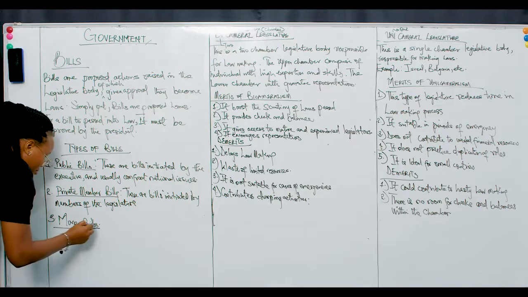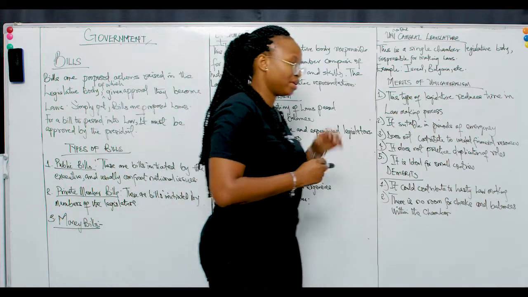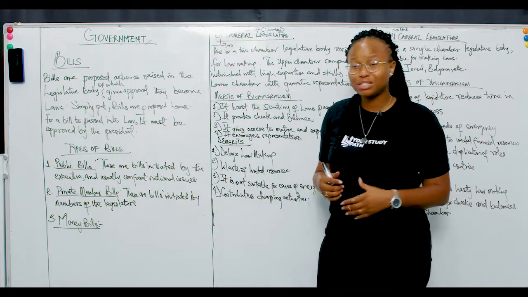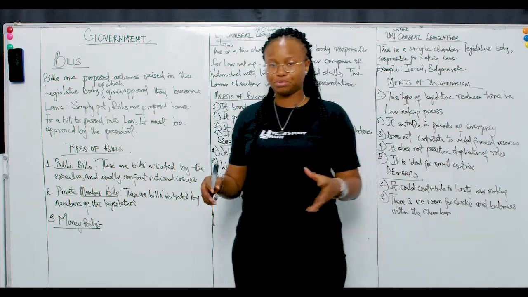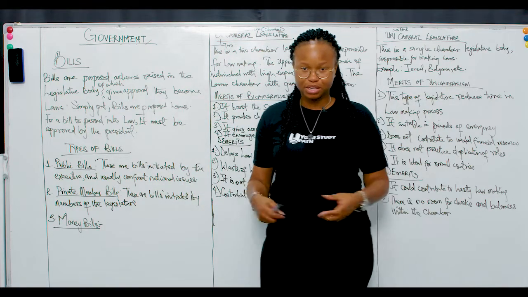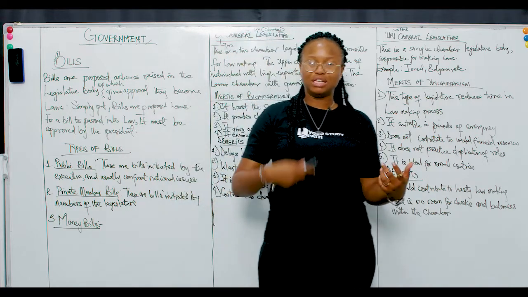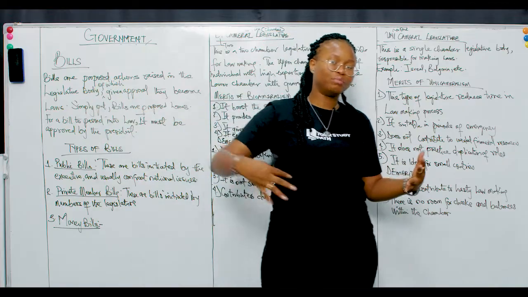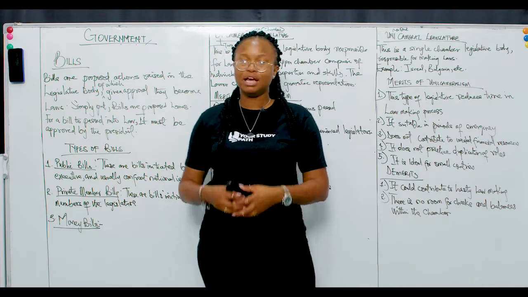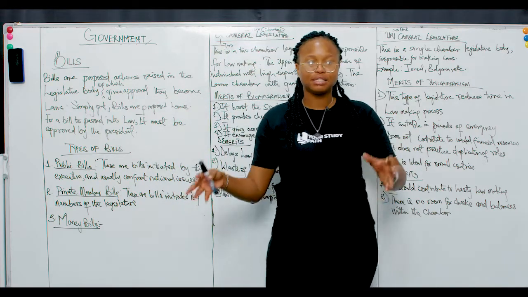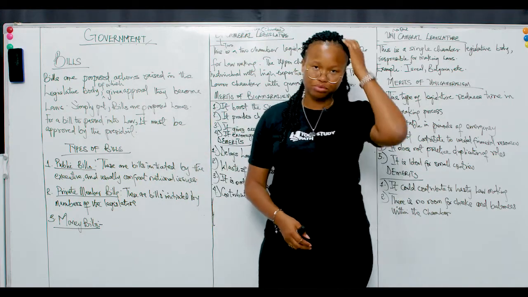Finally, money bills. This is another bill that is initiated by the executive. It is a bill that includes the amount of money that the executive intends to raise and spend for a particular period. So basically, money bills are budgets. How do budgets work? The budget is created by the executive and then given to the legislature. It would pass through the two chambers of the legislative arm. Scrutiny will be done, adjustments, questioning, they would interrogate, and then upon recommendation from the National Assembly, the president can now approve the budget.